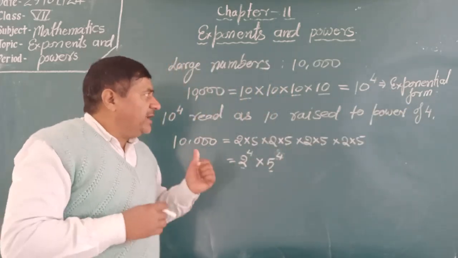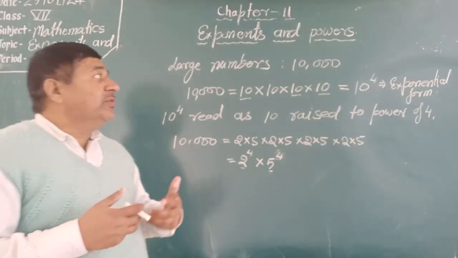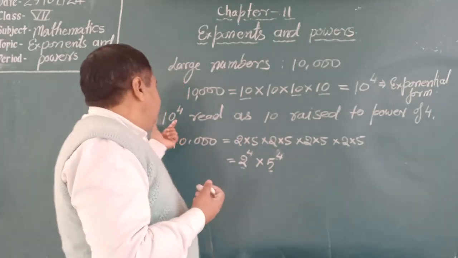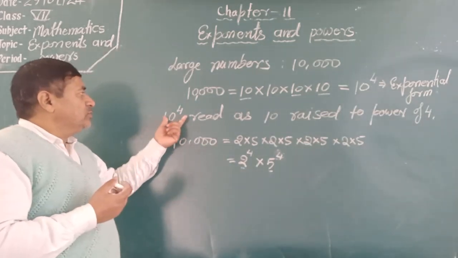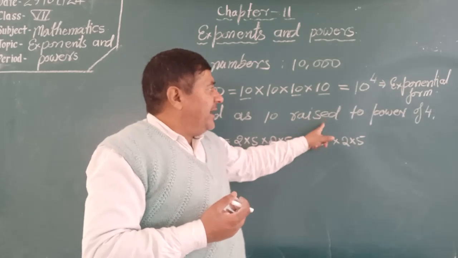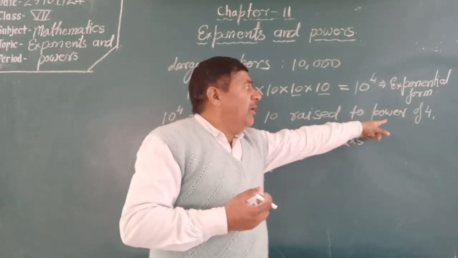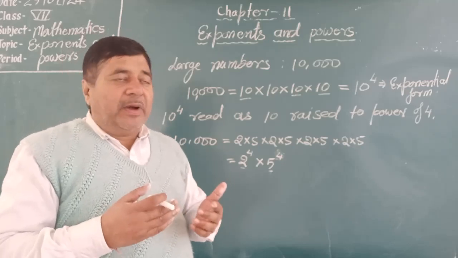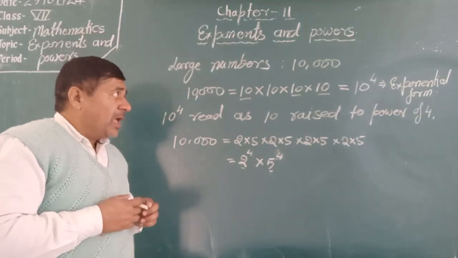Okay, तो ये exponential form होता है. How can you read it? कैसे हम पढ़ सकते हैं इसको? We read 10 raised to the power 4 as 10 raised to the power of 4.